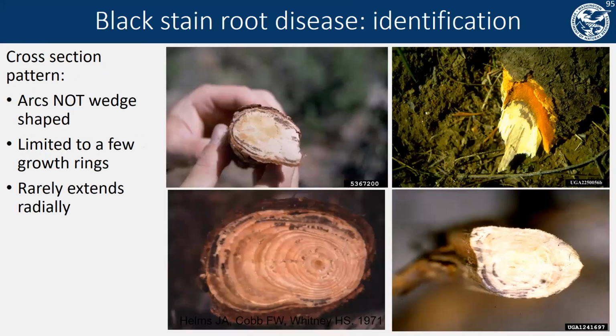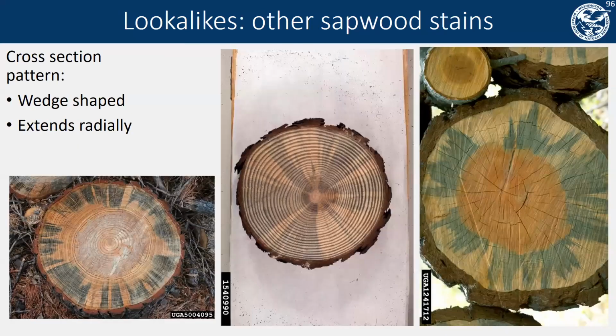Now, despite seeing the stain when you peel off the bark, the best way to confirm black stain root disease is present is to look at the cross section and the pattern the stain makes on either the roots or the lower stem of the tree. What you're looking for is staining that occurs in arcs, not in sort of wedges. And we'll look at what a wedge looks like on the next slide. The staining is also just limited to a few growth rings. So you can see it in these pictures where there's some staining, they're arcs, and they're only in certain areas of those tree growth rings. Additionally, this rarely extends radially, and we'll look at some ones that do that on this next slide.